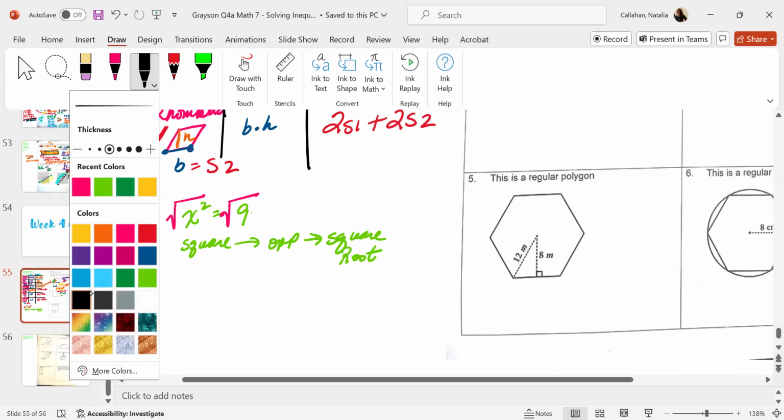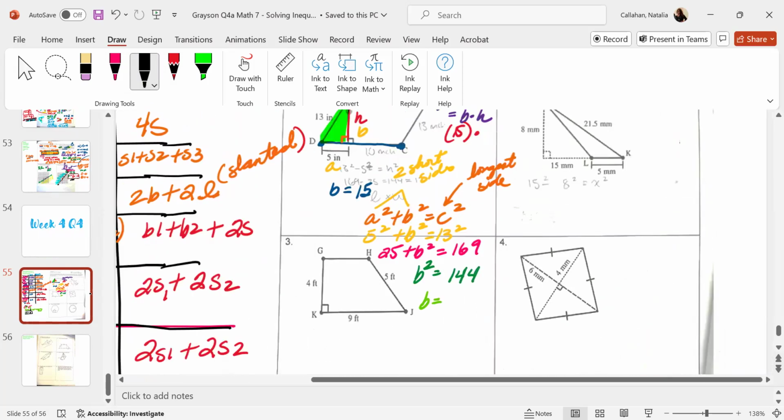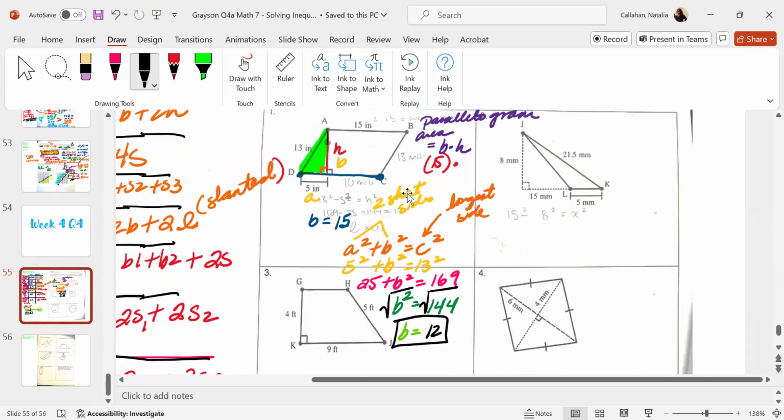So to get rid of that square, you square root the left side, you square root the right side. Do you see what I'm doing right there? The square and the square root cancel. X is now by itself without the square because it's canceled. And what is the square root of 9? Do you see how that works? Okay, so what do I do with the square with the B? Good. What's the square root of 144? 12. Good. Now you know that side is 12, correct?